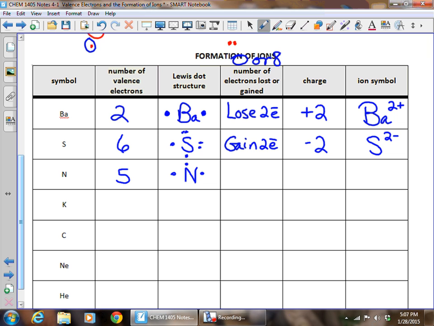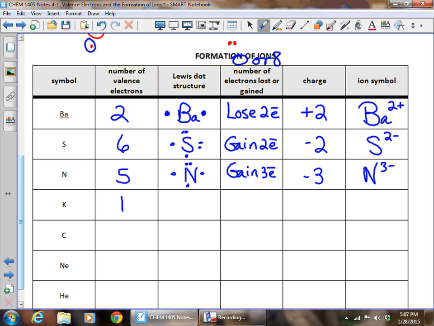1, 2, 3, 4, and 5. So nitrogen could either gain 3 electrons to get up to 8 or lose all 5 that it has right now. Well, it's going to gain 3, the least number it has to mess with. When it gains electrons, again, gains those pesky little negative charges, it's going to be a -3 charge. So its ion symbol is going to look like this.